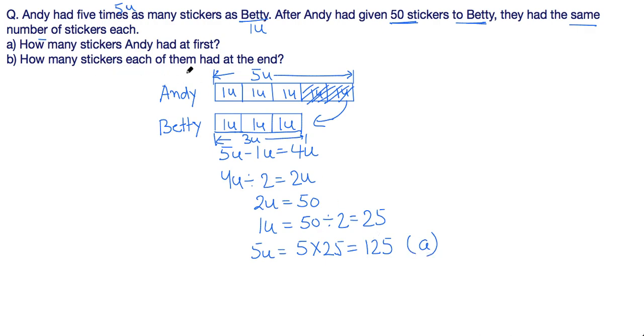Now, how many stickers did each of them have at the end? So you can clearly see here that at the end, both Andy and Betty have 3 units, right? Andy is left with 3 units, and Betty, after getting 2 units from Andy, is now 3 units. So both of them are now 3 units. So how much is 3 units? It is 3 times 25, which is equal to 75. So both of them had 75 stickers at the end. So that's the answer for your part B.